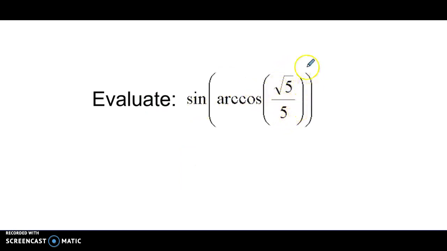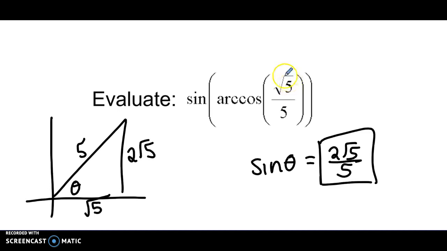Next one. Evaluate sine of arc cosine of √5/5. Again, this is not a unit circle problem, so we're going to have to draw a triangle. So let's go ahead and try this one on our own. Okay, so the first thing is figuring out, how am I going to draw my triangle? Well, we have a positive input, so we know it's going to be in the first quadrant. Because think about the range of our cosine, and then we have sine of our cosine. So once we can draw this triangle, we use our Pythagorean theorem, figure out the sine of theta, which is 2√5/5.